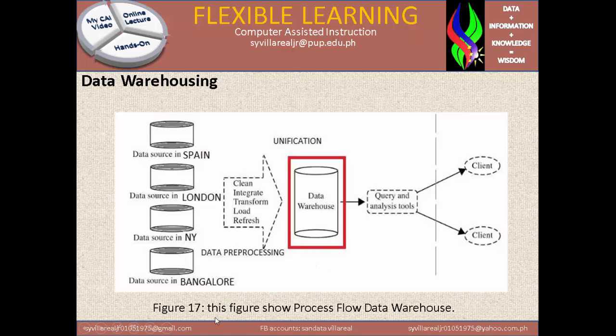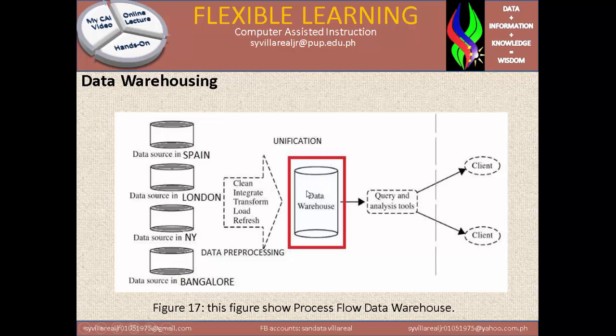Now, we have here in figure 17, this figure shows the process flow of the data warehouse. So we have here data source in Spain, data source in London, data source in New York, and data source in Bangalore. Now, the data processing is considered to be right here. Okay, so you will notice that for the process of the data, they clean it, they integrate it, they transform it, they load it, and they refresh it. Okay, so that is the process. Now, it will unify on the data warehouse.